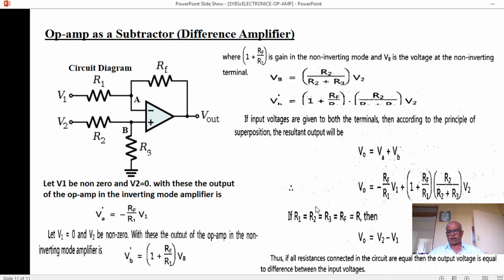And if we select all resistances of equal value, they will get cancelled and naturally we will get the output as V2 minus V1. So the output is the subtraction of the inputs, hence it is called a subtractor or difference amplifier.